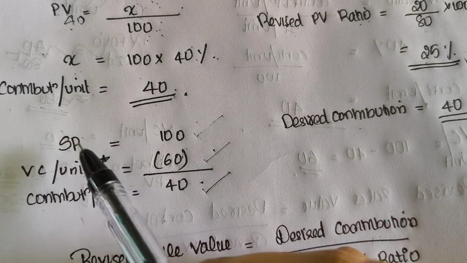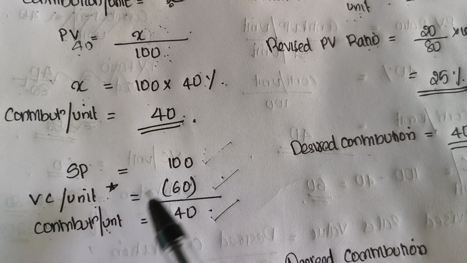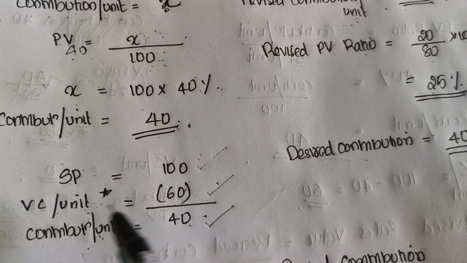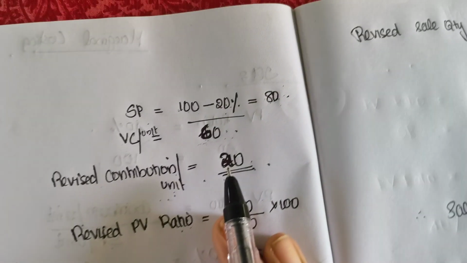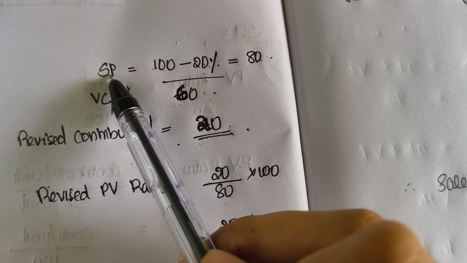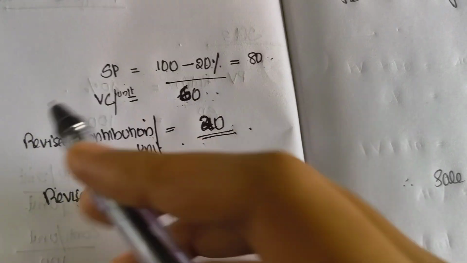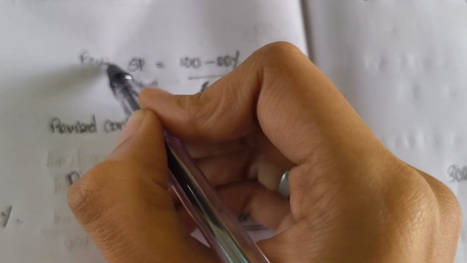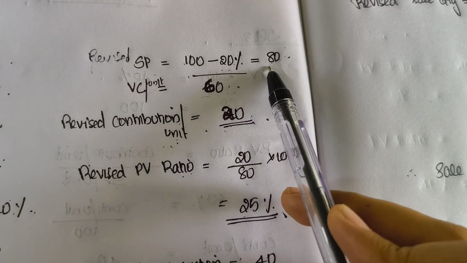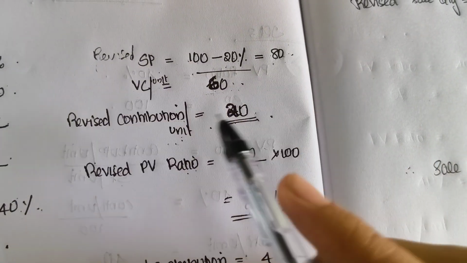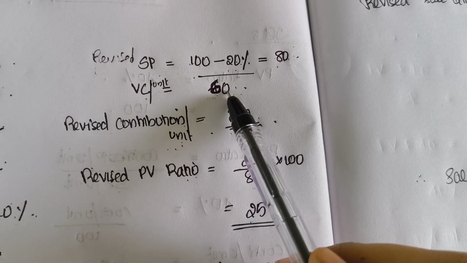So sale price minus variable cost gives what? Contribution. Selling price is 100, contribution per unit is 40. What will be the variable cost per unit? It will be 60. Now the question says that the selling price is reduced by 20%. The new selling price is what? Revised selling price is 100 minus 20%, 80. So we get one unknown variable. Next, variable cost per unit will remain the same, right? Variable cost per unit will be 60.